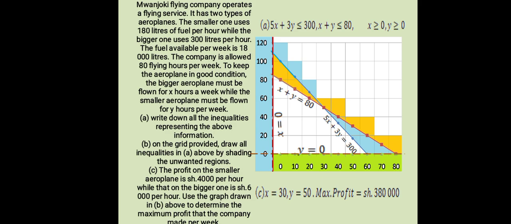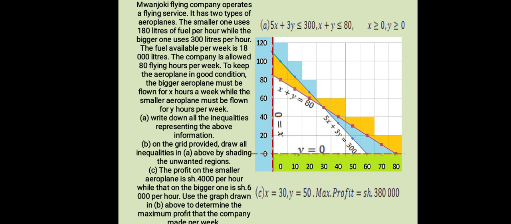To keep the aeroplane in good condition, the bigger aeroplane must be flown for X hours a week, while the smaller aeroplane must be flown for Y hours per week. A. Write down all the inequalities representing the above information. B. On the grid provided, draw all inequalities in A above by shading the unwanted regions.